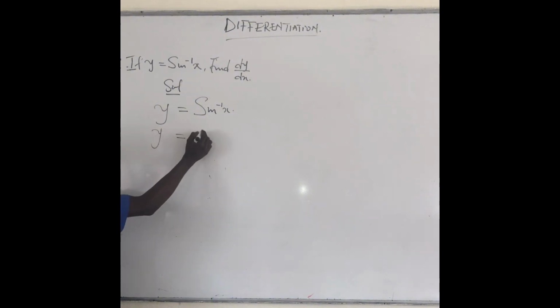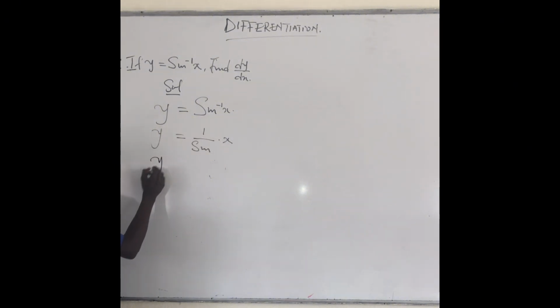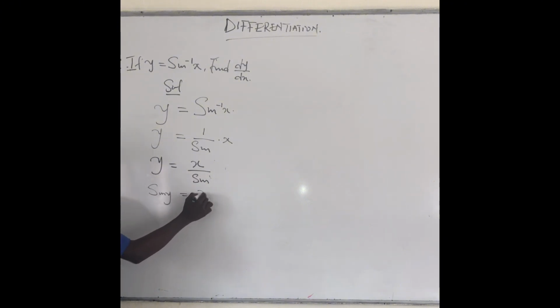So I'm going to have something like this: y is equal to 1 over sine x. So the next thing you do, that is going to be 1 over sine x. You cross multiply, and when you cross multiply, you have sine y is equal to x.